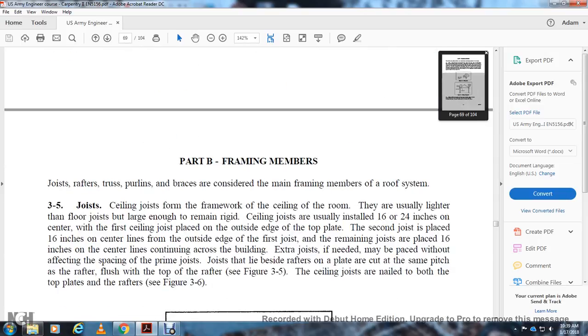Part B, framing members. Joists, rafters, trusses, purlins, and braces are considered the main framing members of the roof system. The joists: ceiling joists form the framework of the ceiling of the roof. They are usually lighter than the floor joists, but large enough to remain rigid.